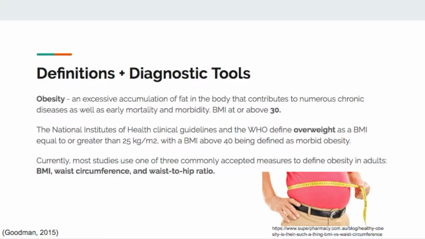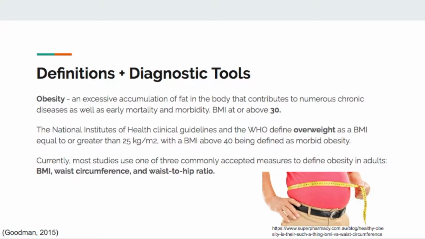It's me, Grace. I'm going to start us off with some definitions and diagnostic tools. Obesity is an excessive accumulation of fat in the body that contributes to numerous chronic diseases, as we all know. A BMI at or above 30 is considered obese, and overweight would be a BMI equal to or greater than 25. Above 40 would be considered morbid obesity. Diagnostic tool-wise, BMI is commonly used, and then waist circumference and waist-to-hip ratio, just comparing to norms with those.